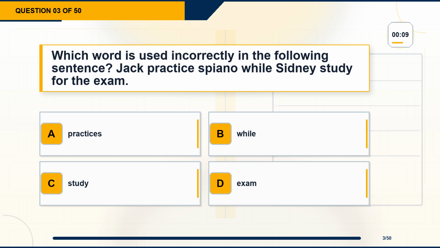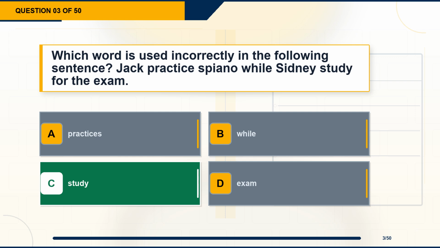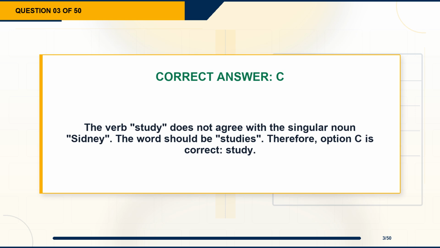Question 3. Which word is used incorrectly in the following sentence? Jack practiced piano while Sydney studied for the exam. Option A, practices. Option B, while. Option C, study. Option D, exam. The correct answer is option C, study. Explanation. The verb study does not agree with the singular noun Sydney. The word should be studies. Therefore, option C is correct, study.